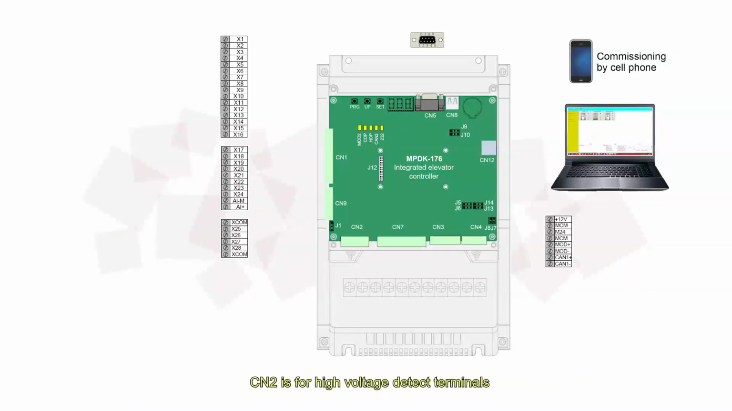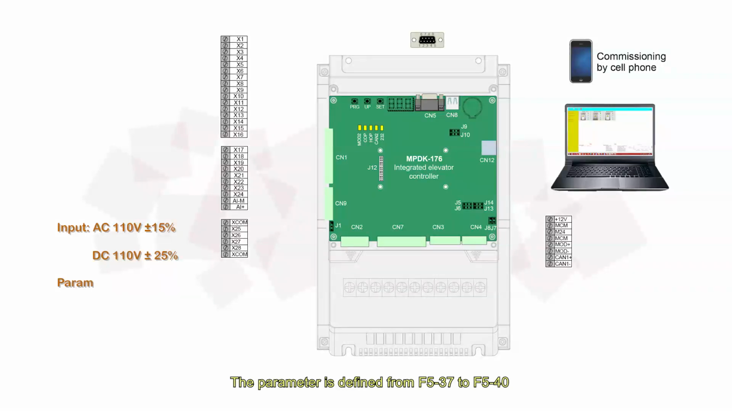CN2 is for high voltage detect terminals. Input voltage range is AC 110 volts plus or minus 15%, DC 110 volts plus or minus 25%. It is used for the safety circuit and door safety circuit. The parameters are defined from F5-37 to F5-40.